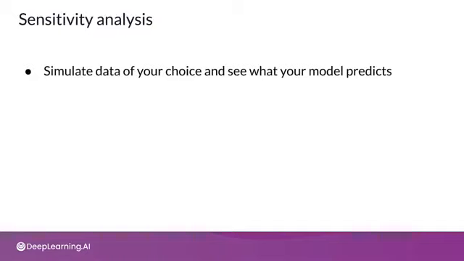In sensitivity analysis, you experiment by changing a single feature's value while holding the other features constant and observe the model results. If changing the feature's value causes the model's result to be drastically different, it means that this feature has a big impact on the prediction.